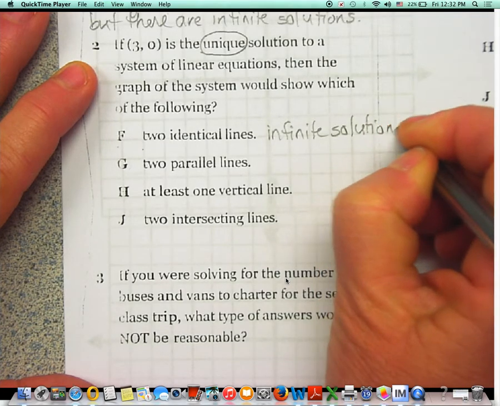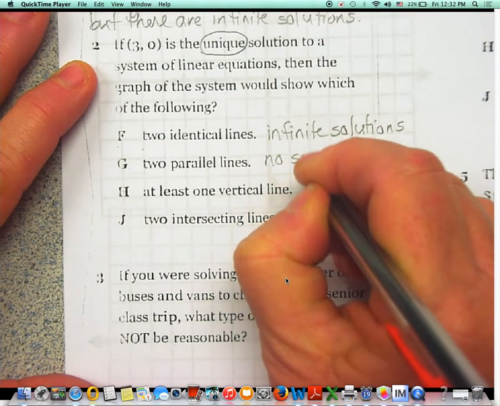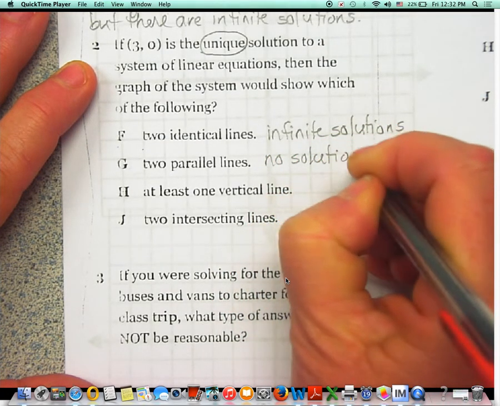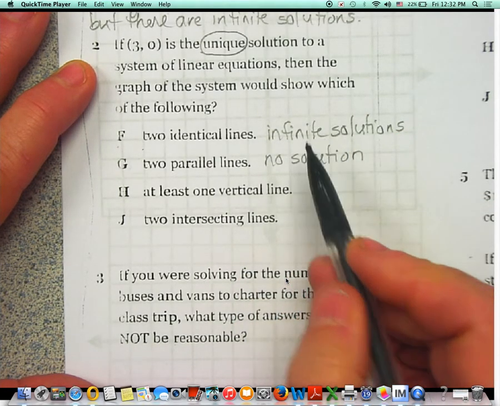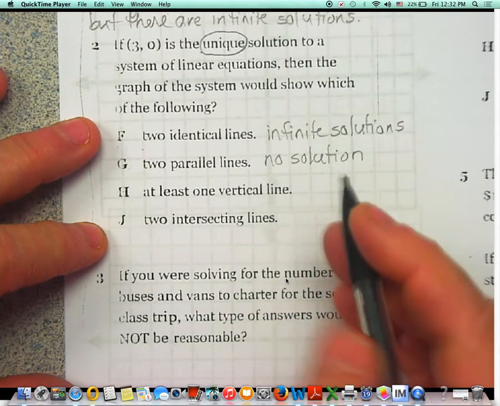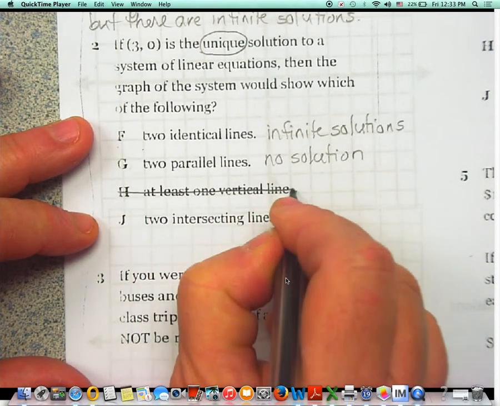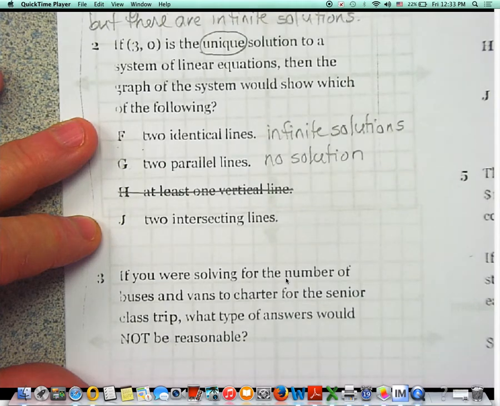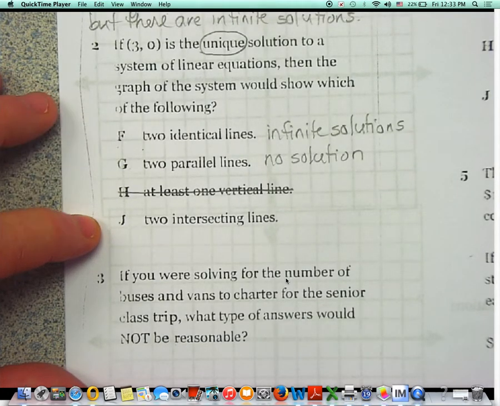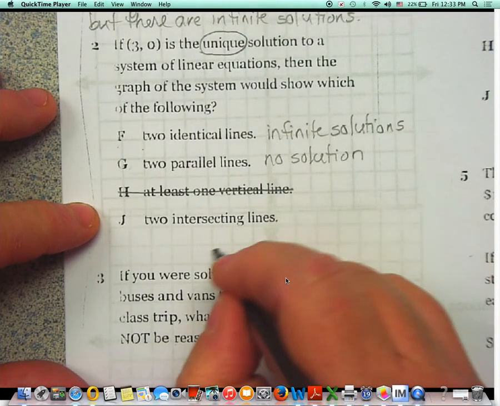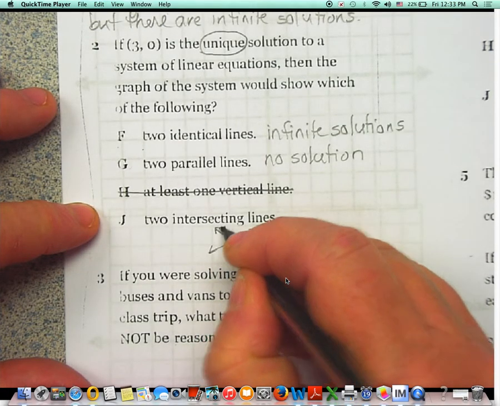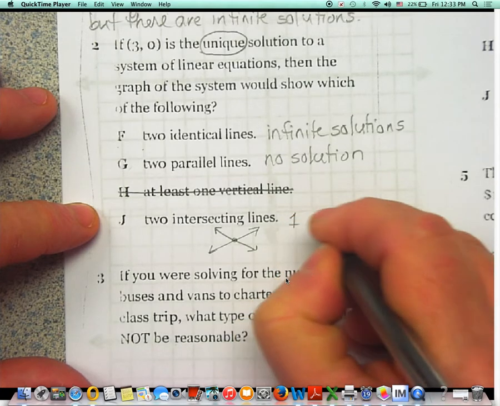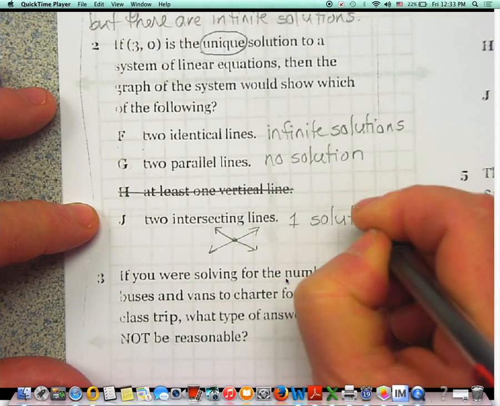2 parallel lines means no solution because they never cross, they never intersect. Identical lines intersect everywhere. That's why there's infinite solutions. At least one vertical line has nothing to do with systems. Just because it's a vertical line does not mean anything. Then two intersecting lines. That is the one we want, because two lines that intersect have exactly one unique solution. So J would be the answer to this one.